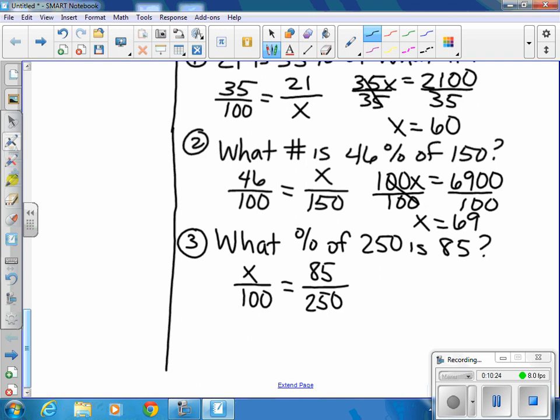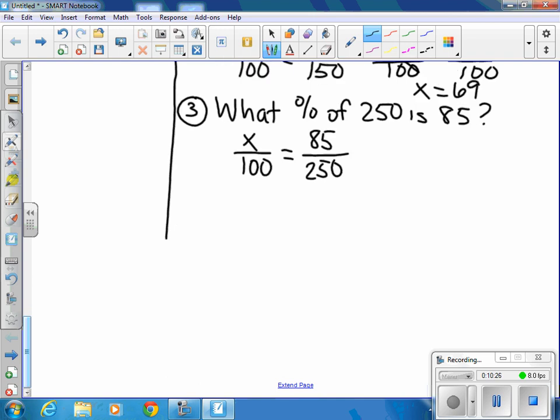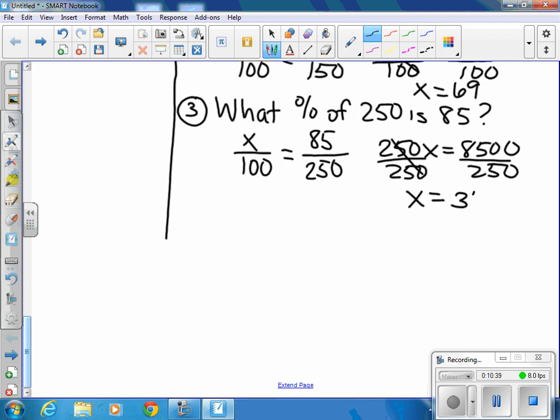All right, go ahead and cross multiply, and you're going to end up with 250x equals 8,500. Divide by 250, and we should find out that x equals 34. Now, because we were looking for the percent in this case, you can't just leave me with 34. You physically have to put the percent sign to get your full credit on that problem, right? Because that is what we were missing.